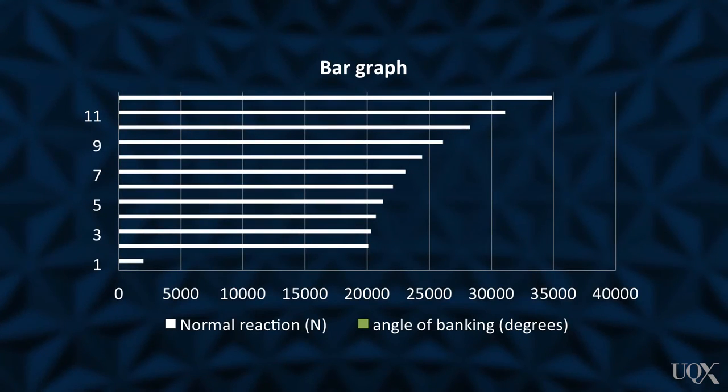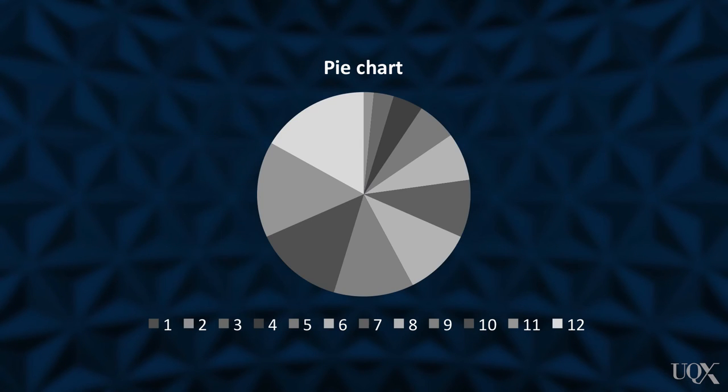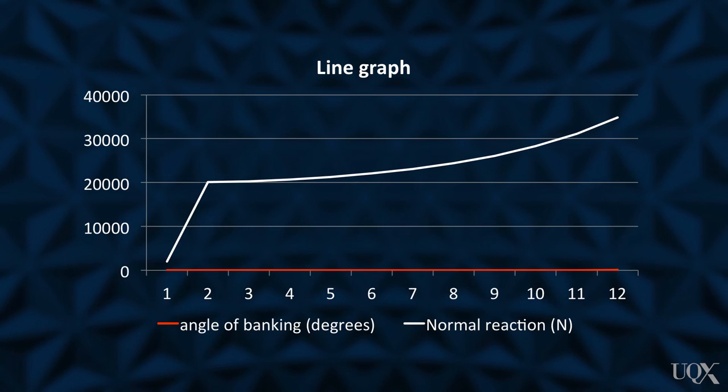These are bar, histogram, pie, line, and scatter. As we will be focusing on continuous data, we will focus on scatter graphs.